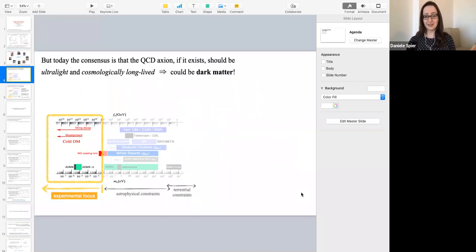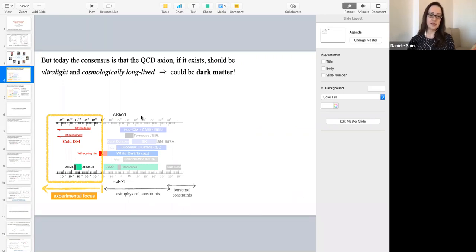Nowadays the QCD axion really is not the particle that comes to people's minds when thinking of these anomalies. That's because of the consensus built over the decades, especially because of constraints on the QCD axion, that it should really be ultralight and cosmologically long-lived. And indeed, if that's the case, the axion would be a very attractive candidate for dark matter.